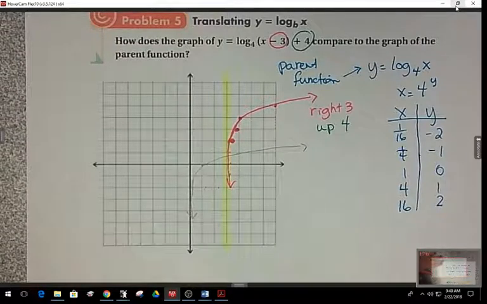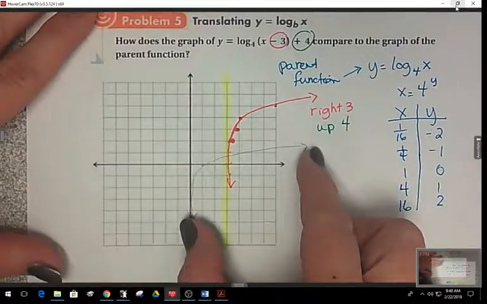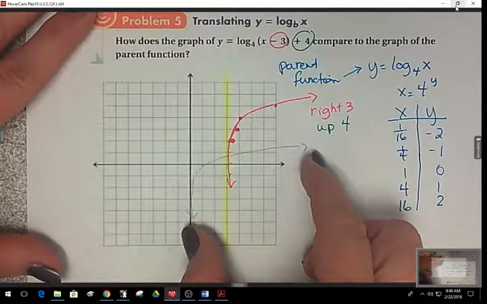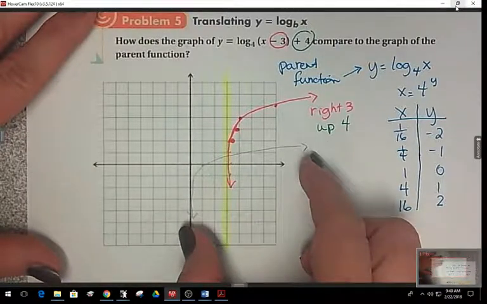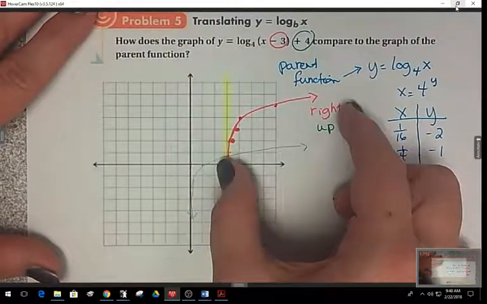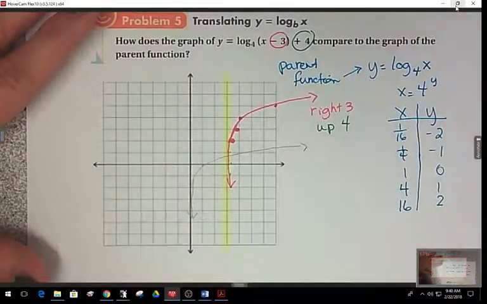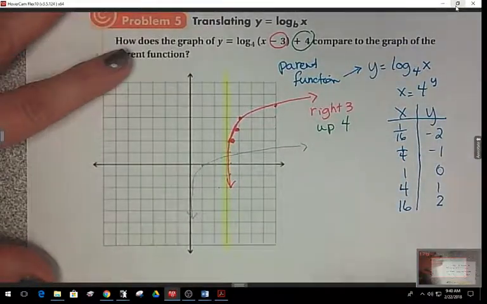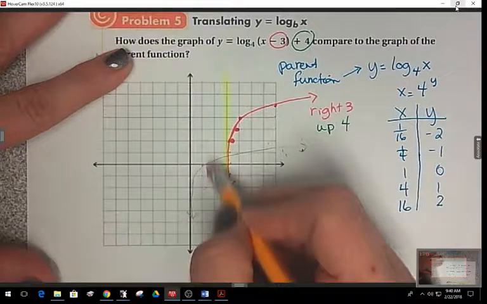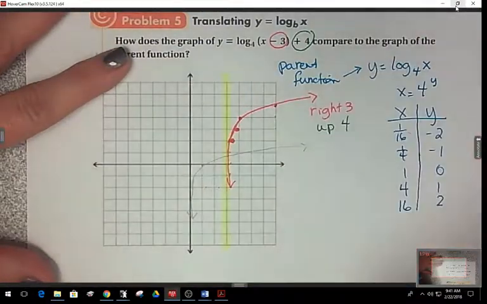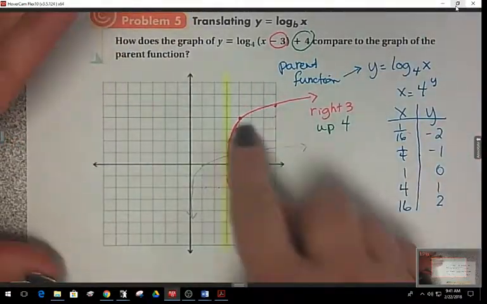Okay, if I pick the whole graph drawn in pencil, pick the whole thing up and go right 3 and up 4, it should give me this pink graph. And then I can go back in and erase the original, okay? I'm going to leave it just so you can see it, but the graph we're looking for is this pink one.